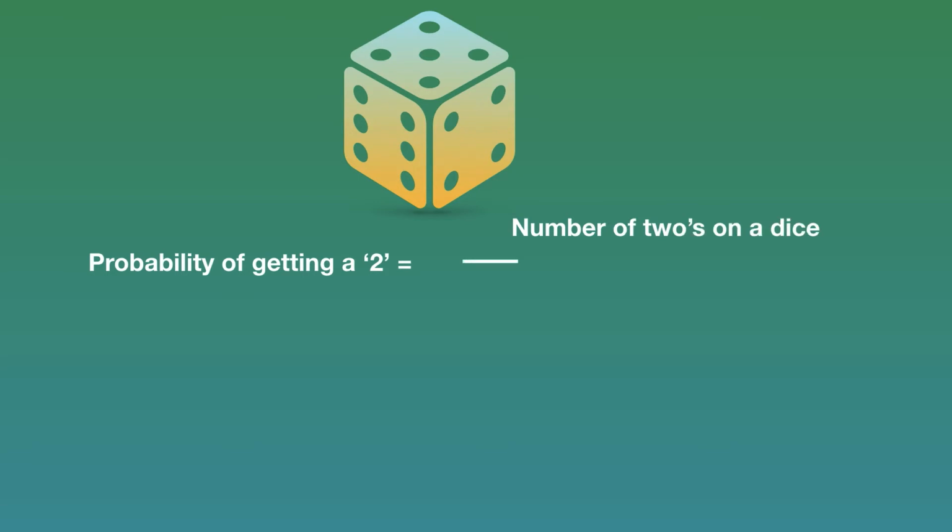For example, a fair dice has 6 possible outcomes, as it can land on any of the numbers equally when rolled, but there is only one 2 on a dice. Therefore, the probability of getting a 2 when a fair dice is rolled is given by dividing the number of ways the event can occur, 1, by the total number of outcomes, 6.